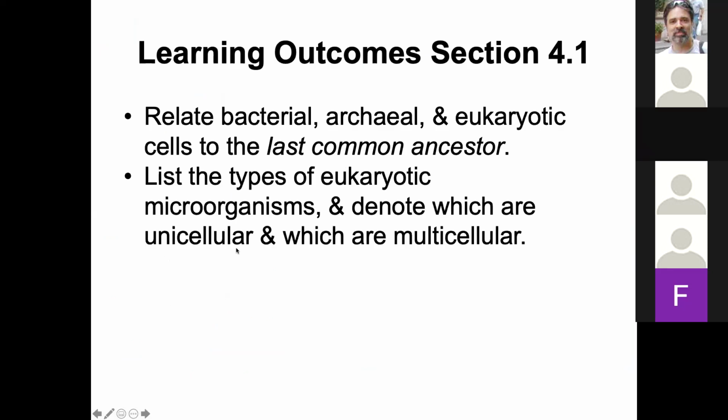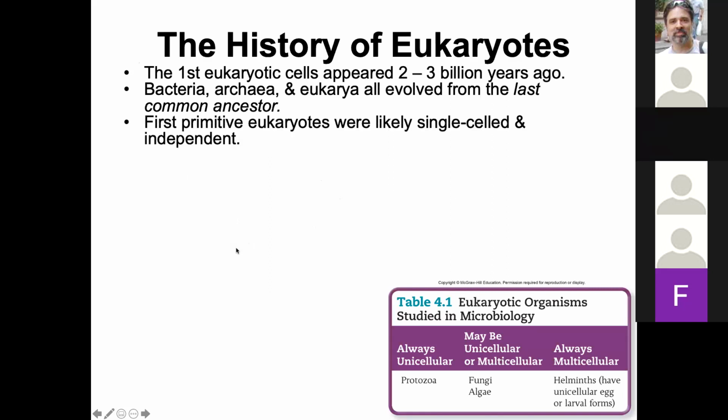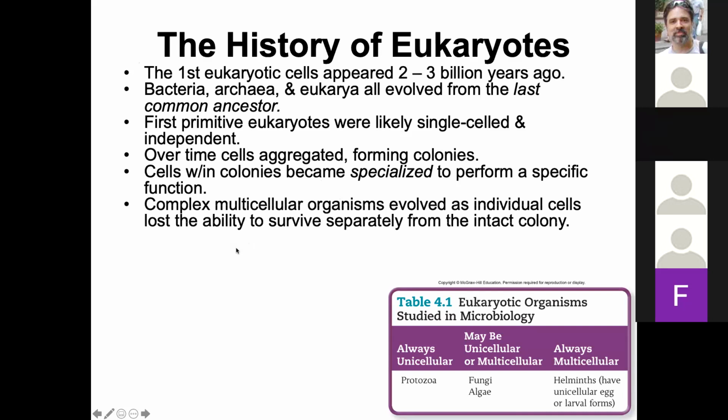I'm going to talk a little bit about the eukaryotic cell now. The eukaryotic cell came after the prokaryotic cell and is more complex. It first appeared around 2 to 3 billion years ago and came from the same common ancestor as the bacteria and the archaea, right? But was an elaboration on the prokaryotic architecture.